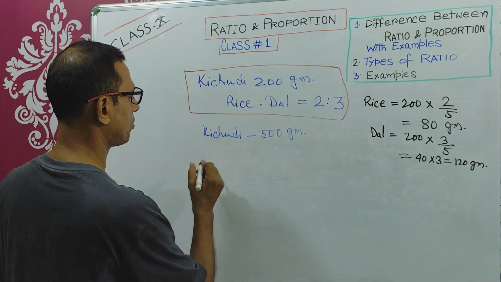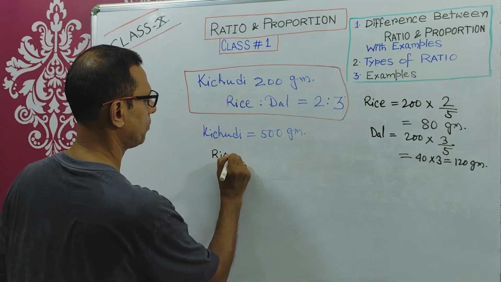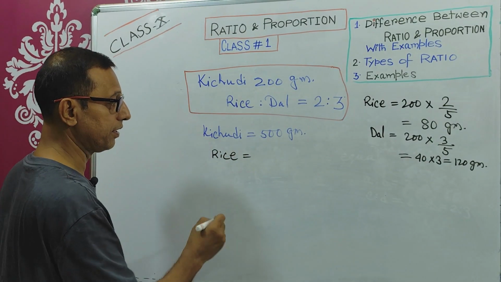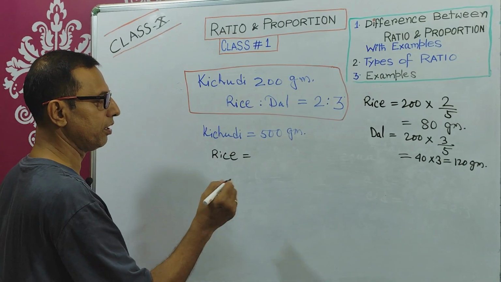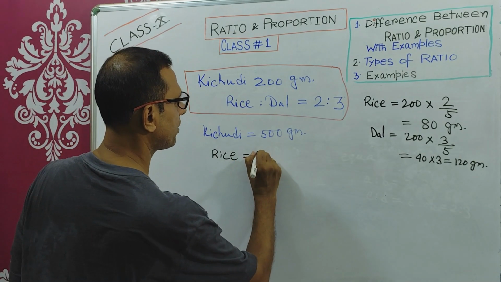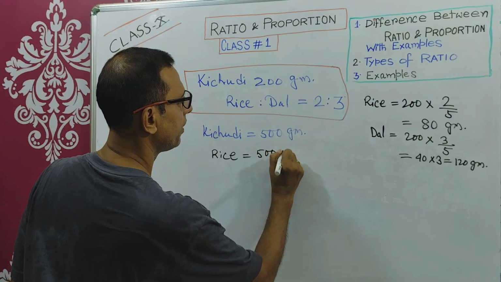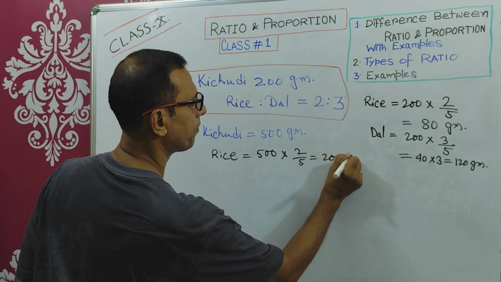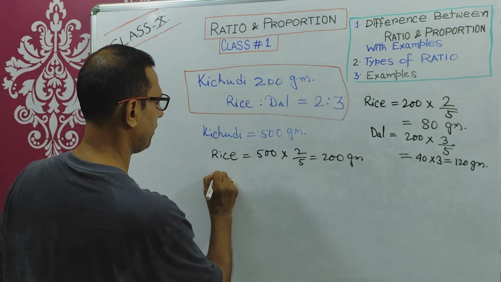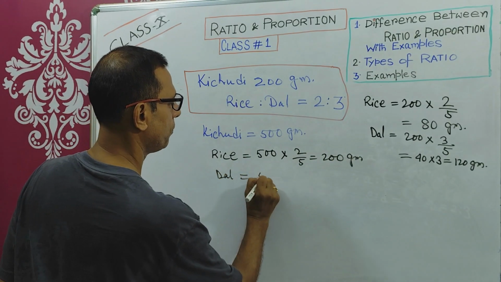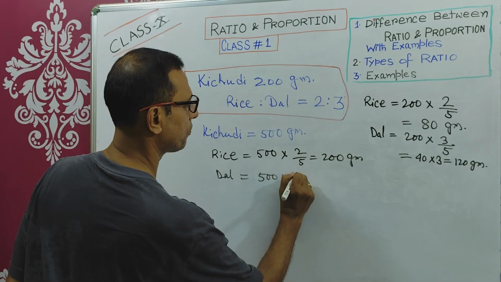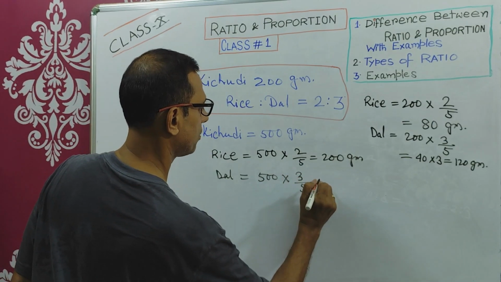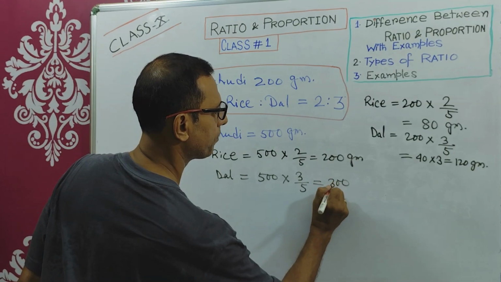You need to add rice equals to, proportionately you need to increase. This is where proportion comes into the picture. So rice equals 500 into 2/5 equals 200 gram. And dal equals 500 into 3/5 equals 300 gram.